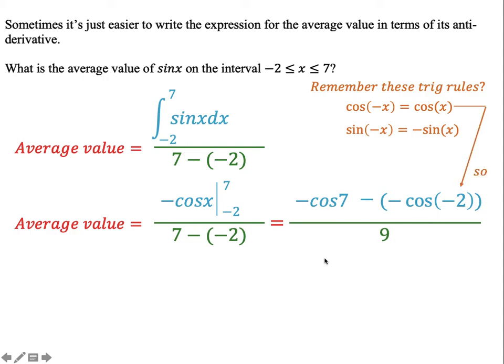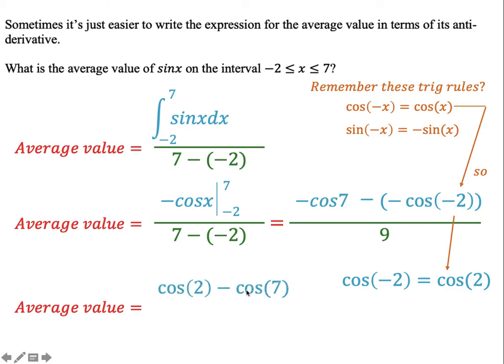And so I can really clean this up a lot. If this becomes minus cosine of 2, the minus sign is still right here, then this minus a negative becomes a positive. And so I can clean this up by saying this whole thing, minus negative cosine of negative 2, is just cosine of 2. And so I'm going to write that first because it's positive. So this whole numerator becomes cosine of 2 minus cosine of 7 divided by 9. So that's how we can clean up that answer.